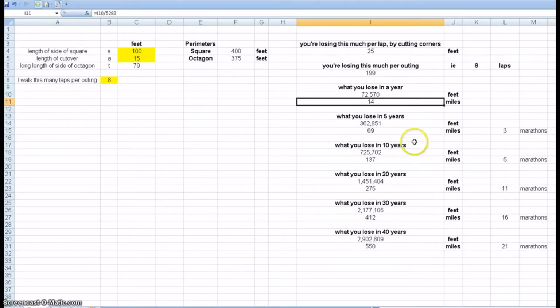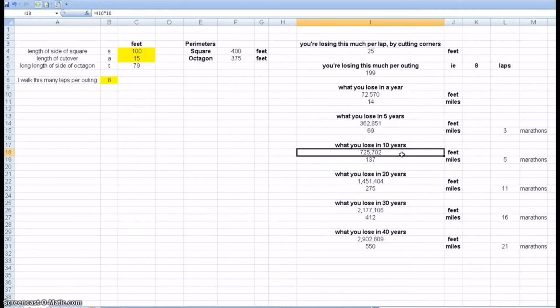If you increase that to 10 years, then you're losing 137 miles, which is about 5 marathons. Can you imagine all of the exercise effect you're losing by cutting corners? 5 marathons worth.